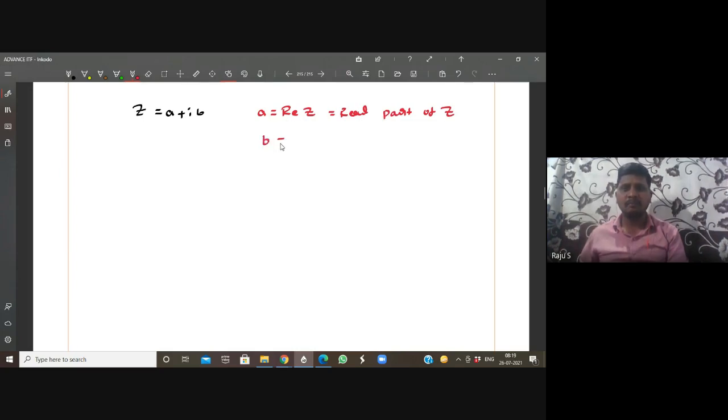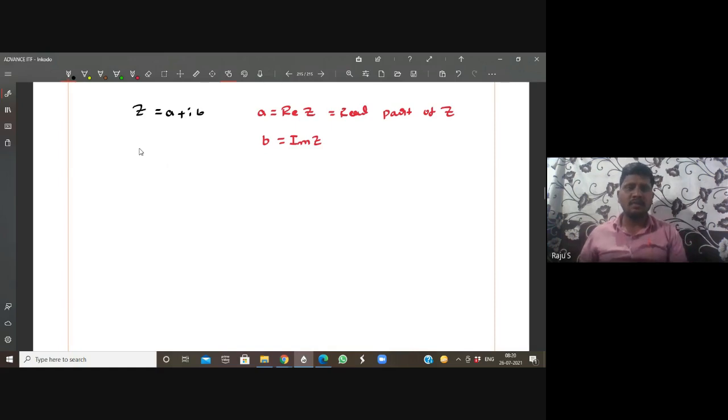What about b? Im Z. That is nothing but the imaginary part of Z. So every complex number we can express as a plus iota times b, nothing but the sum of the real and imaginary part. Remember that.